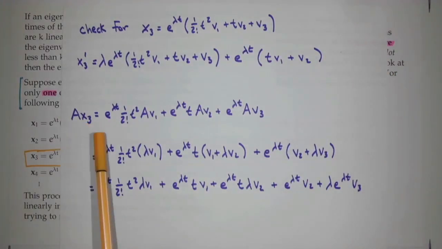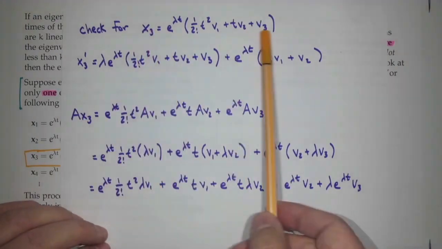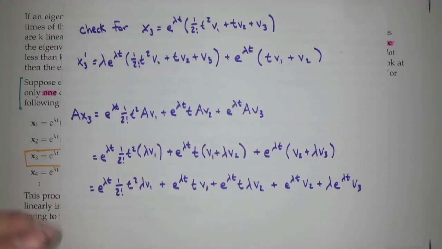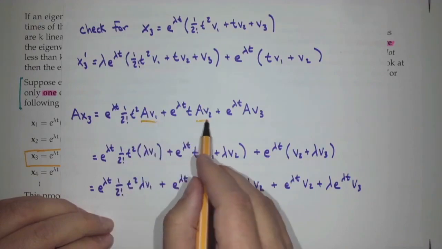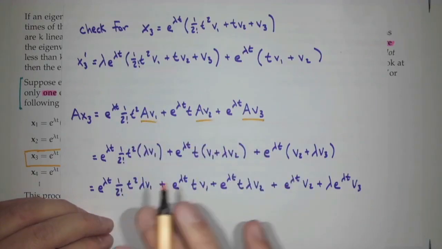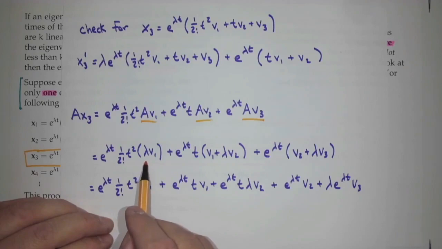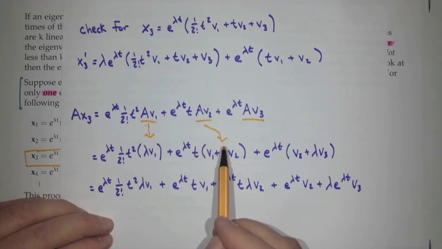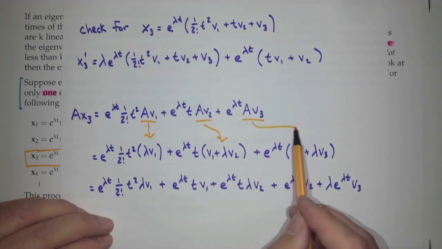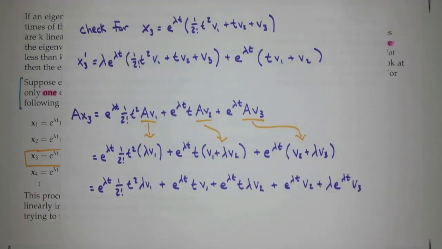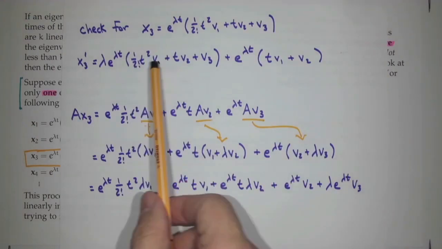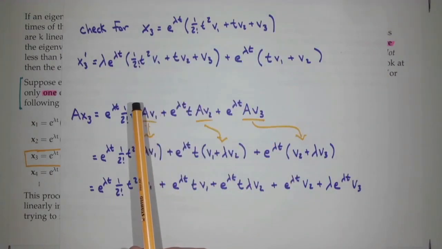For A x3, all right, I multiply everything by A and distribute through. So there's an A v1, an A v2, and an A v3. I can do what I just had on the previous slide. A v1 is lambda v1, A v2 is v1 plus lambda v2, and A v3 is v2 plus lambda v3. And what you should see is that we're getting two things from every term. Well, if you think of product rule, you really are getting two pieces from each part.